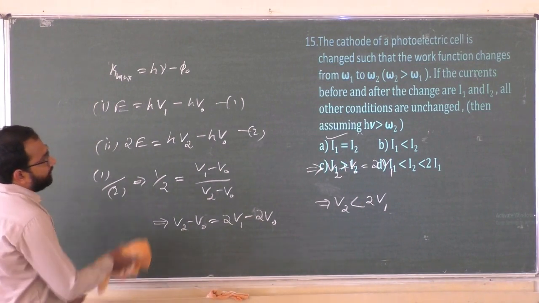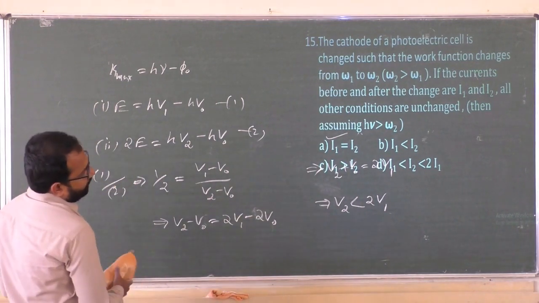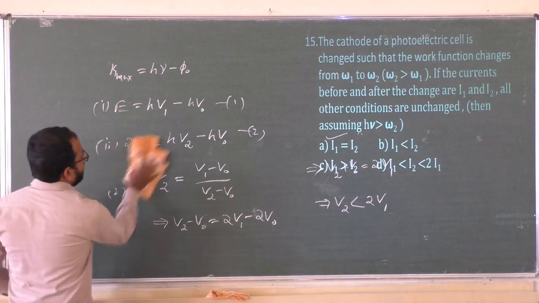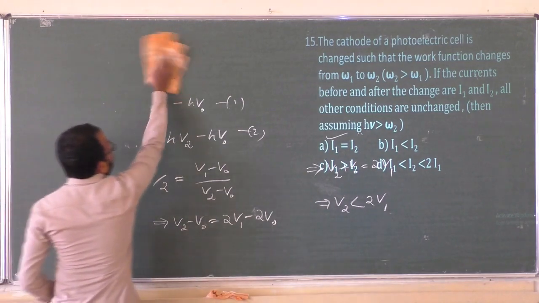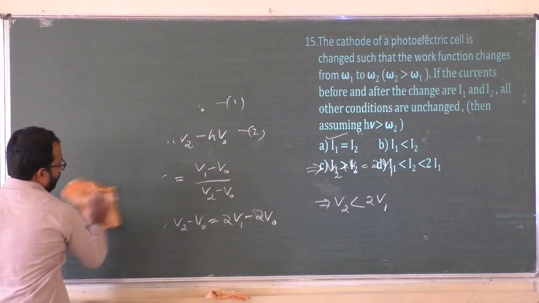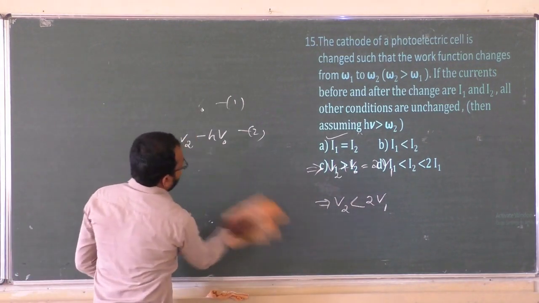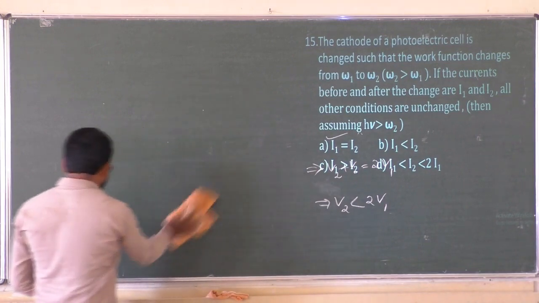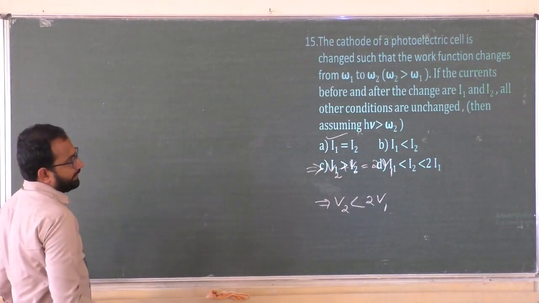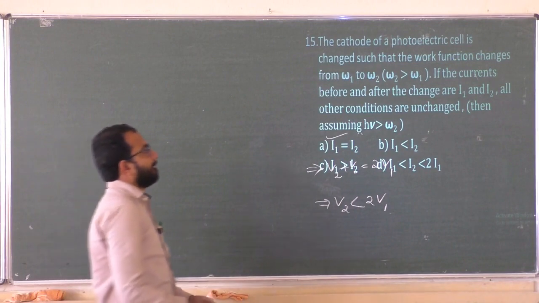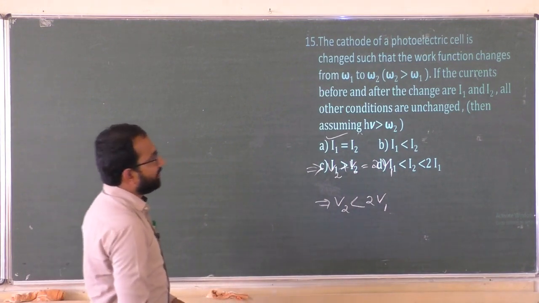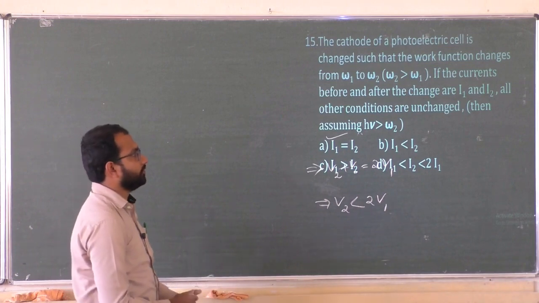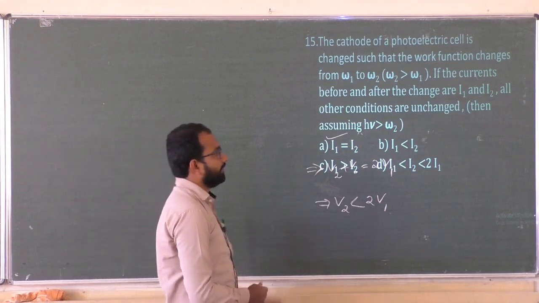The cathode of a photoelectric cell is changed such that the work function changes from omega 1 to omega 2, where omega 2 is greater than omega 1. So you are changing the emitter plate or cathode of a photoelectric cell such that the work function of the new cathode used is omega 2, which is greater than omega 1.